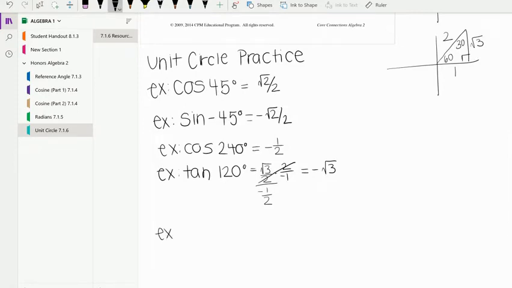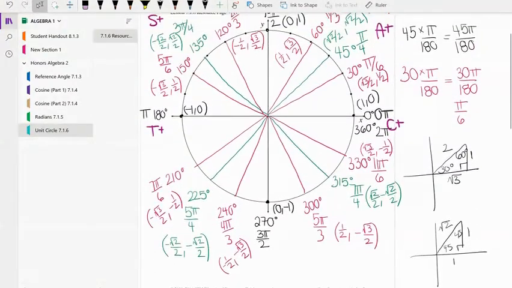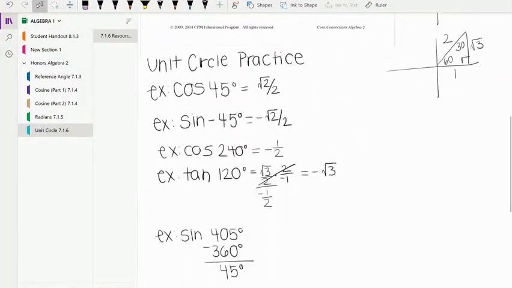We'll just do a couple more. If you have sine of 405 degrees. Now, 405 degrees is beyond our unit circle, but if you just subtract 360, you can find an angle that has the same coterminal angle. So it's actually going to just be 45 degrees. So when you look at sine at 45 degrees, you look at the y, and it's just root 2 over 2.